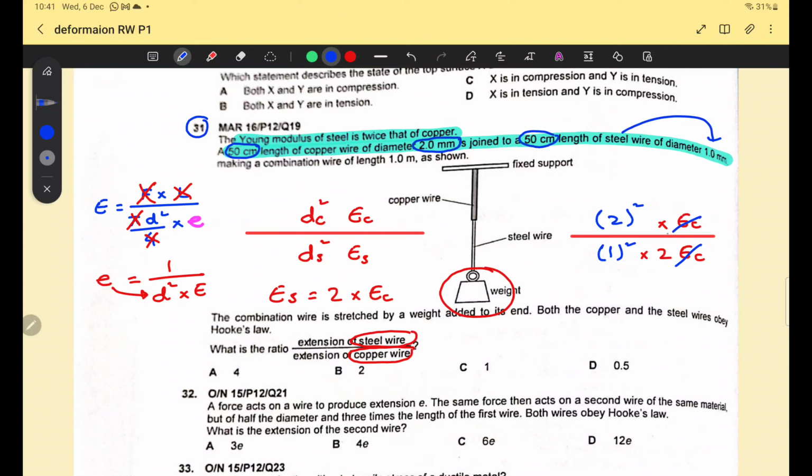Beta, Anju, what is the answer? Yes, the answer will be 2. 2 and 2 cancel out. So the final answer is B.